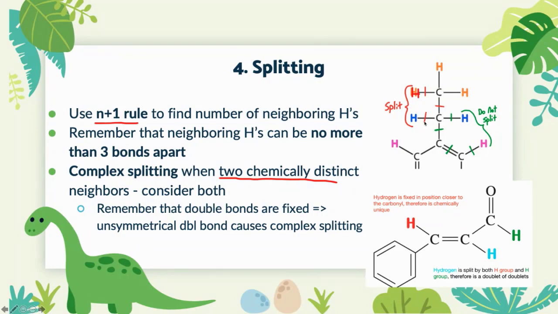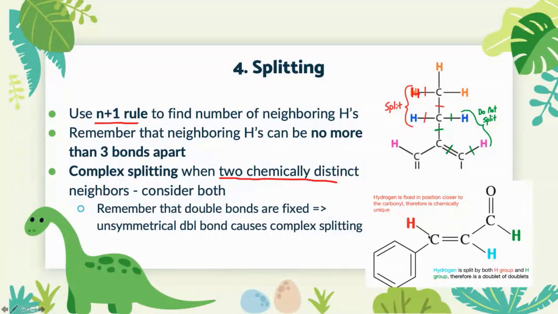Now, I can't go all the way past that. So I can't go to this carbon's hydrogens, right? You have to make sure you're counting to 3. A lot of the time people forget to count that first bond between hydrogen and carbon. Very important. Make sure that it's exactly 3 bonds and no more apart.